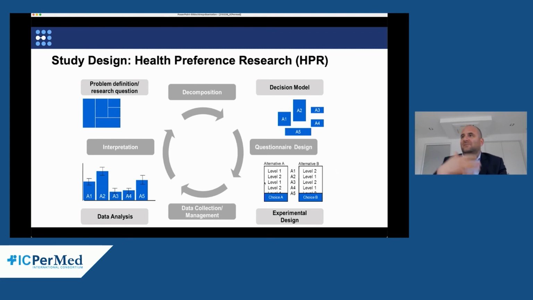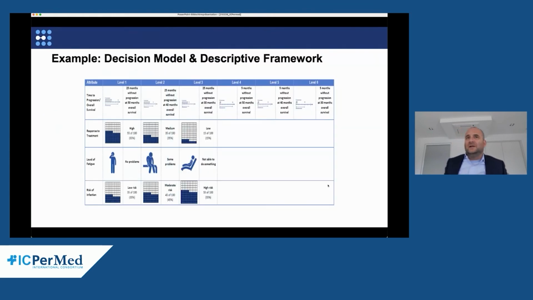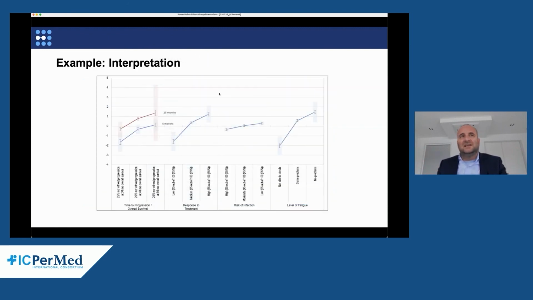I'm very sorry, I'm not moving further. If you would like to have some literature, I'm more than happy to send you the literature. I'm just going to show you a hypothetical example, and that's very easy. It's an oncology case, and it's a decision model which is built on the assumption that time to progression and overall survival is very important. The response to treatment is important, fatigue, risk of infection. And we can capture this in a decision model. We can do the studies. And I only would like you to pay attention to this one here.